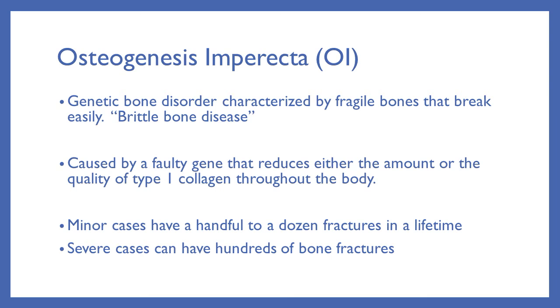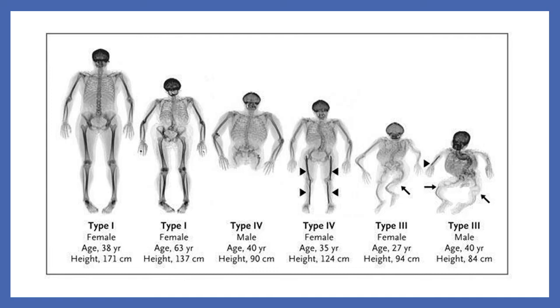There's a disease called osteogenesis imperfecta. This is a genetic bone disorder characterized by fragile bones that break easily, also called brittle bone disease. These pictures show us the different severities of this disease. Type 1 has about normal height, but their bones can break very easily.